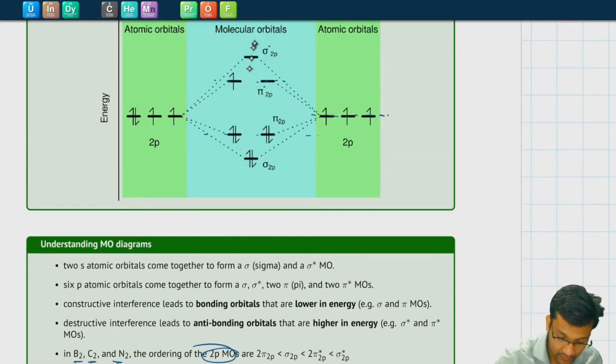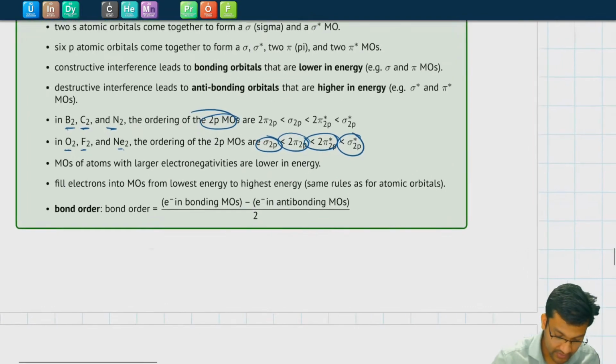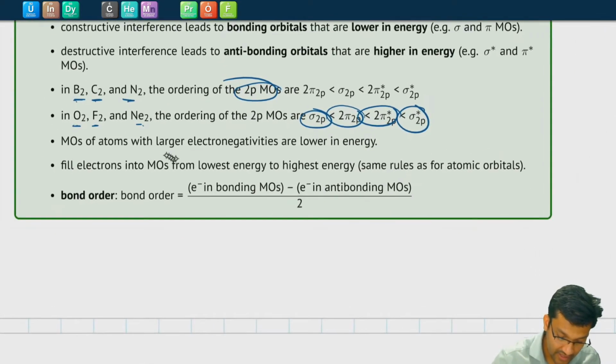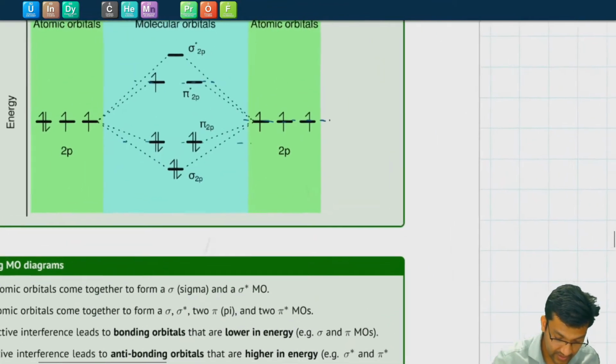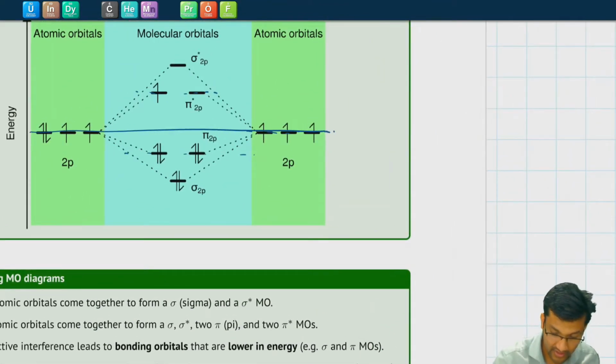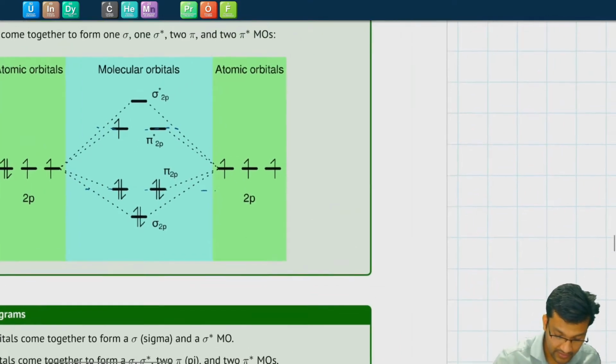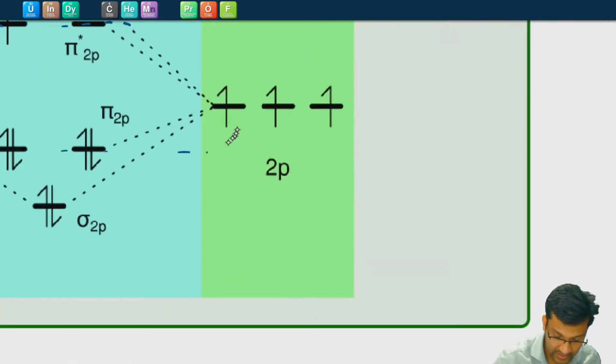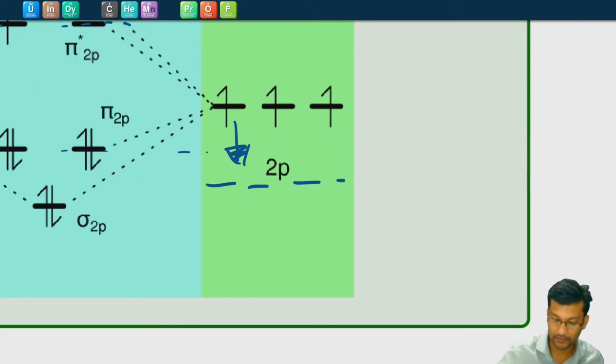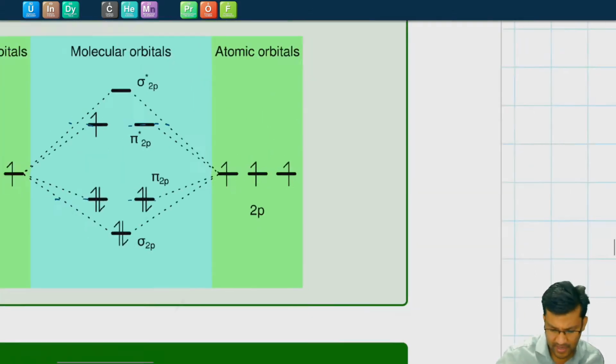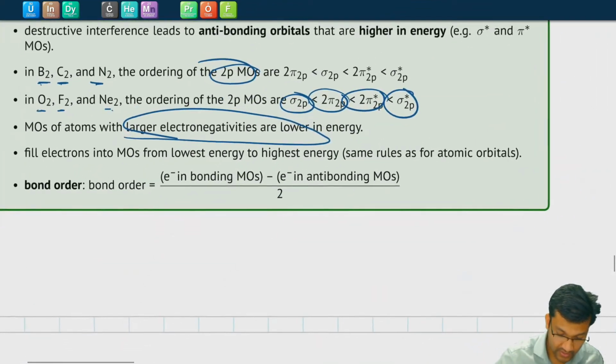Here are some additional rules to consider when we're drawing molecular orbital diagrams. If you have larger electronegativities, you're typically lower in energy. So in this example here, I drew these as having the same energy, but if one of these was more electronegative than the other, then they would be slightly lower in energy, right? They'll probably start off somewhere here, for example. I'll show you an example of where that actually comes into play. I just wanted to put it in there.